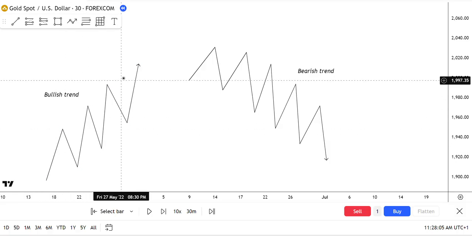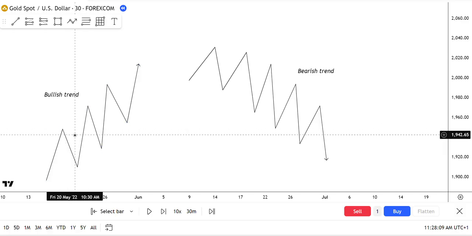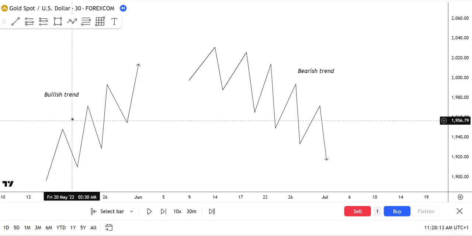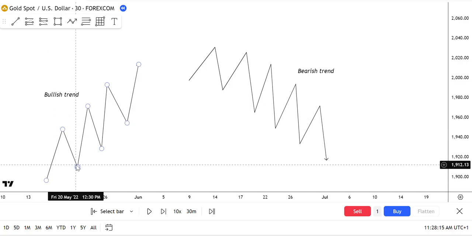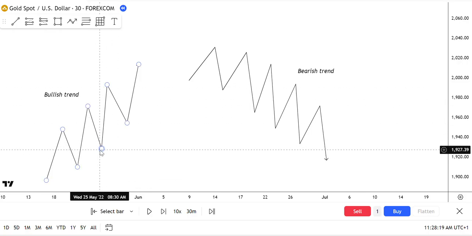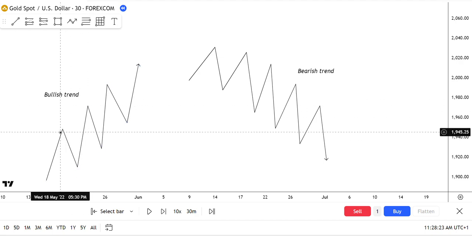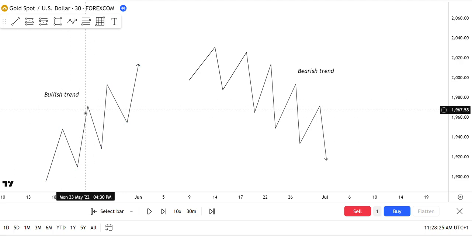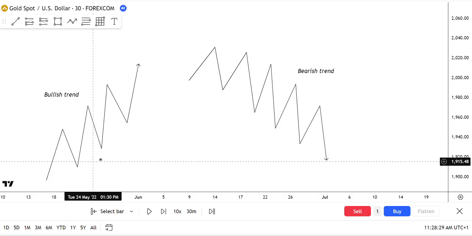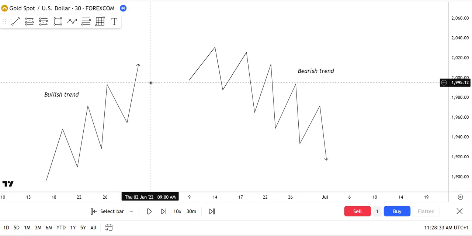Now, this is called a bullish trend. In a bullish trend, we have higher highs and higher lows. So, this is a high, this is a low, this is a higher high, and this is a higher low. Whenever we have a high that is higher than the previous high, that is called a higher high. Whenever we have a low that is higher than the previous low, it is called a higher low. And so this is called a bullish trend.